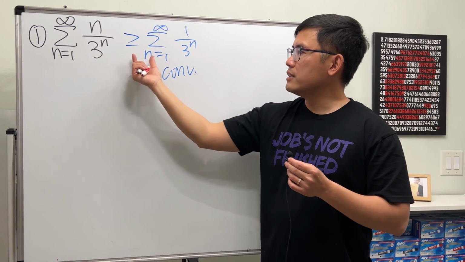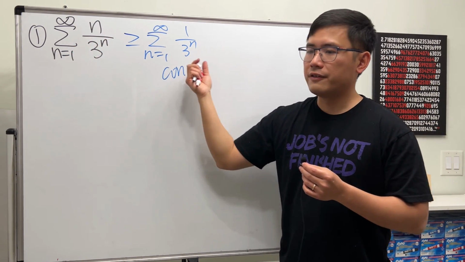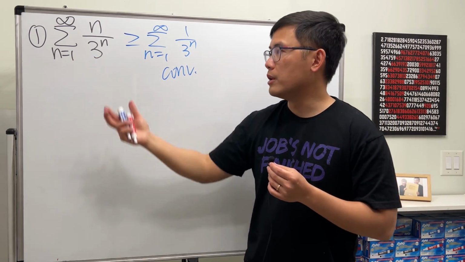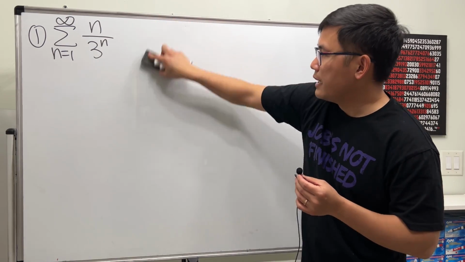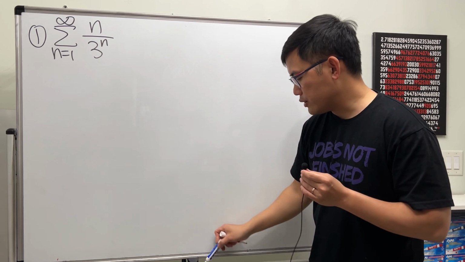When you say this right here is greater than a convergent series, you are saying this is greater than a finite number. Well, it can be just a bigger finite number or it can be infinity. We cannot draw any conclusion. So in this case, we can actually try the ratio test. Why the ratio test though?